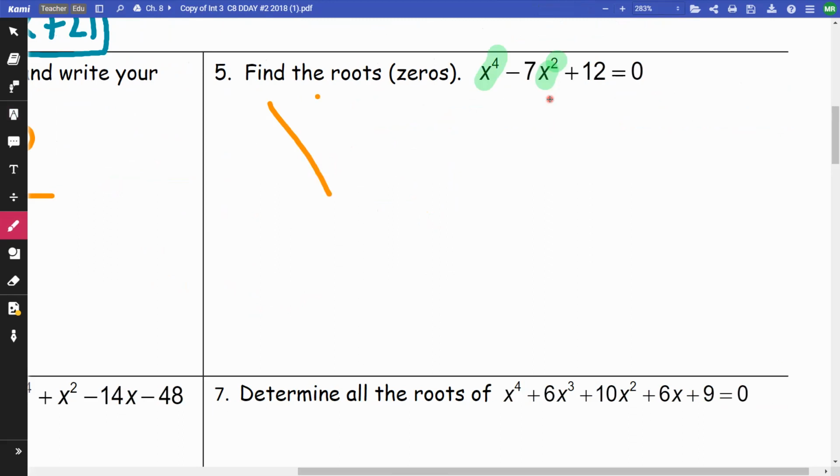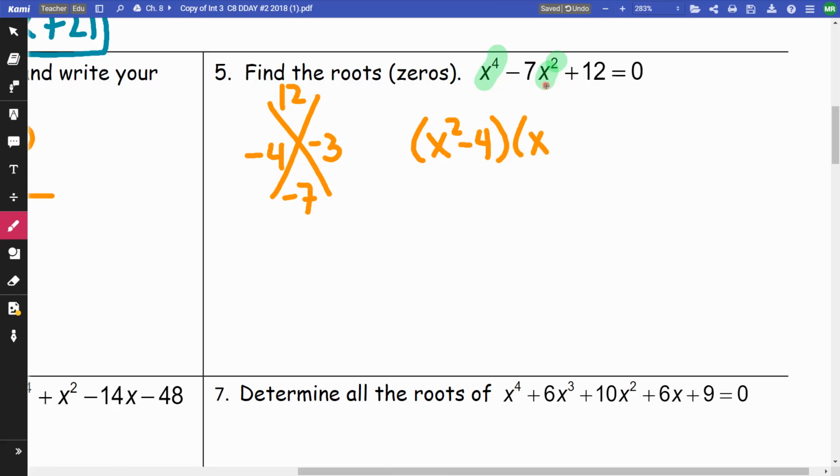So I really want to think what multiplies to 12 and adds to 7. And that's going to be a -4 and a -3. So I am going to get x squared, because that's what my middle term is, minus my 4, and x squared minus 3 equals 0.